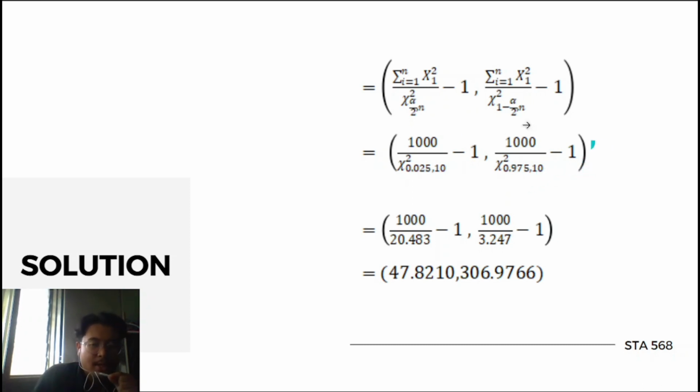So we can obtain the values in the statistical table. The first value we get is 20.483, and the second value is 3.247. We just solve the question. So for the lower bound it is 47.8210 and the upper bound is 306.9766. So that's all from us. Thank you.